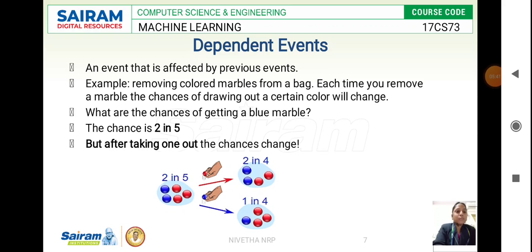And the next type of conditional probability is your dependent event. Here, the occurrence of one event will affect the other event. So the outcome of one event will be carried out and it will be affecting the probability of the other event.